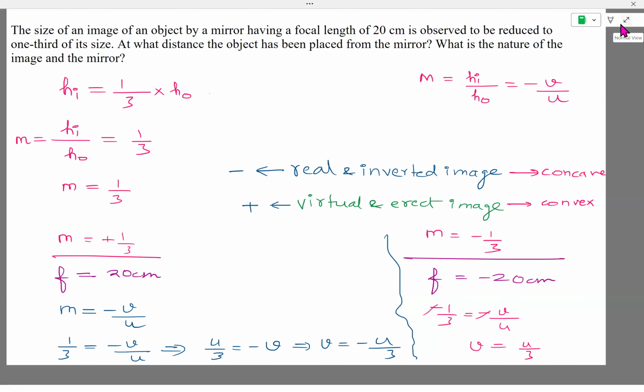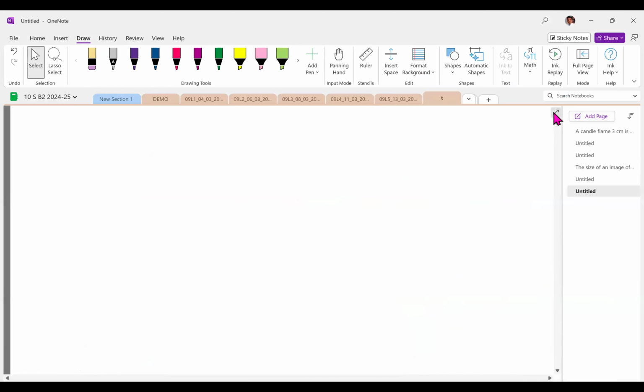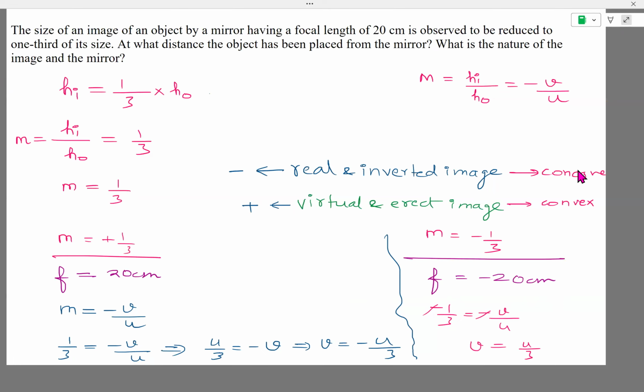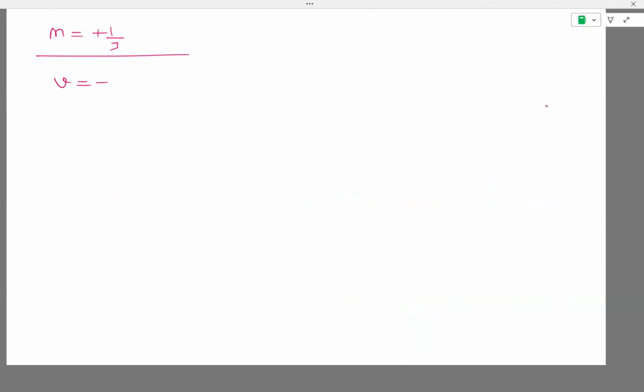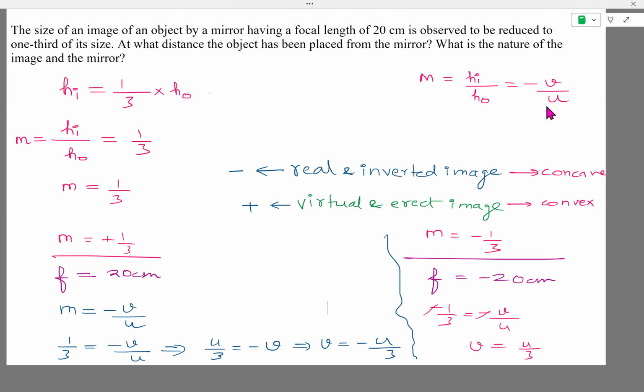Okay. So now, I was saying that when magnification is plus 1 by 3, this is a case of a convex mirror where, if you look carefully, we are getting V is equal to minus U by 3. And in the second case, when magnification is equal to minus 1 by 3, I'm getting V is equal to just U by 3. Correct or not? You can look here. We are getting V is equal to just U by 3.